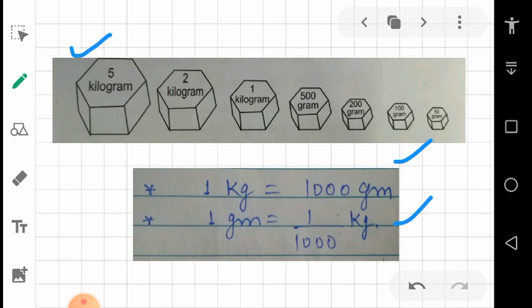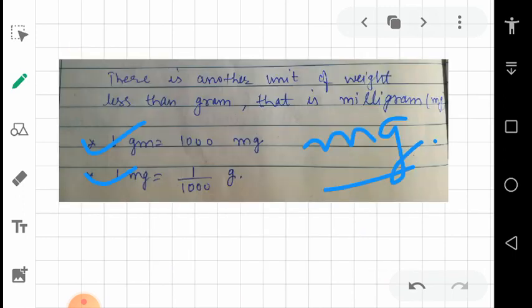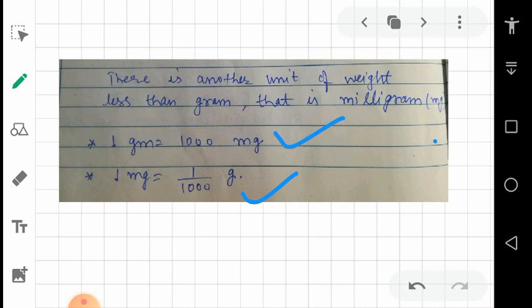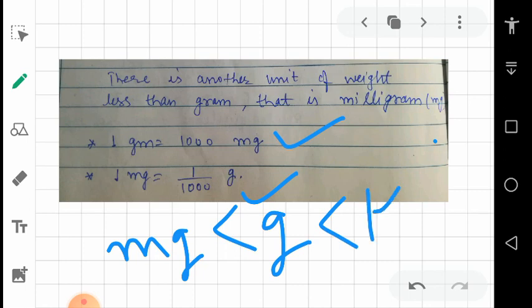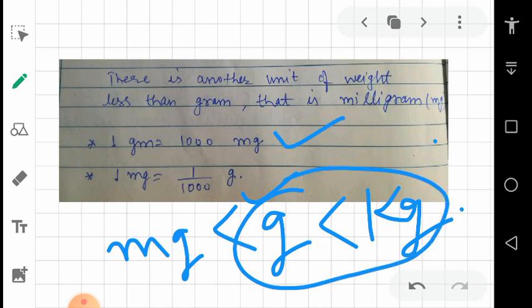These are the weights available around us. The relation between gram and milligram is 1 gram equals 1000 milligram and 1 milligram equals 1 upon 1000 gram. Also, the milligram is the smallest unit among these three. We can say milligram is the smallest, then comes gram, then comes kilogram. There are even bigger units such as quintal, ton, etc. So we will focus on gram and kilogram.